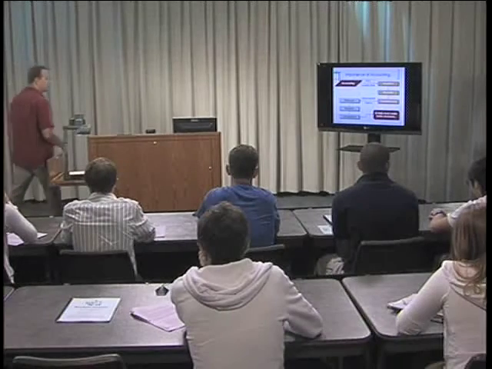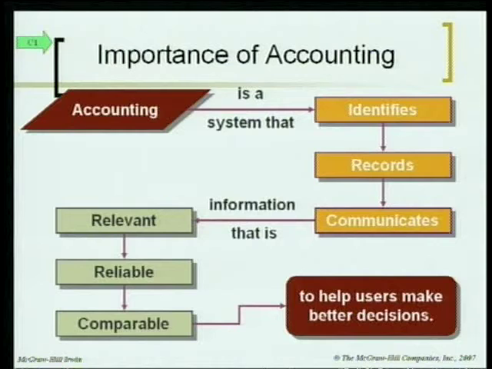Okay? Back to that definition again on the PowerPoint. Accounting is the same way. Accounting is a system that identifies, records, and communicates information. This time it's going to be transactions like purchasing land or taking out a loan or selling to a customer or buying a new computer. And we're going to record these things, and eventually through reports we're going to communicate those to our readers. Okay? If that information is relevant, reliable, and comparable, then it will help our users make better decisions.